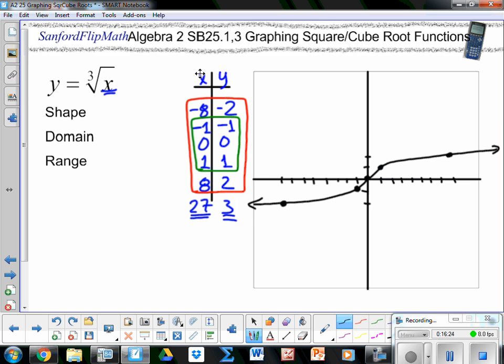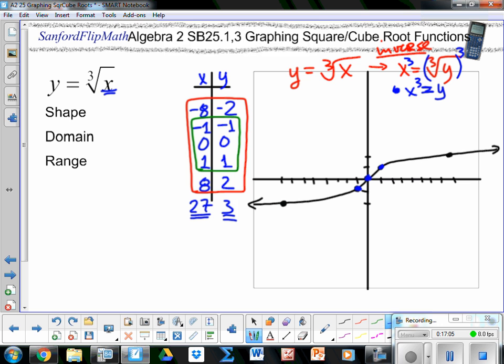Now, I just need to take a hot second here and remind you of something. If I take this y equals cube root of x, and I do inverse, this becomes x equals the cube root of y. This is just for background. I just want you to see what's going on here. If I cube both sides now, this becomes y equals x cubed. Well, y equals x cubed, 0 cubed, 1 cubed, 2 cubed, negative 1 cubed, negative 2 cubed.